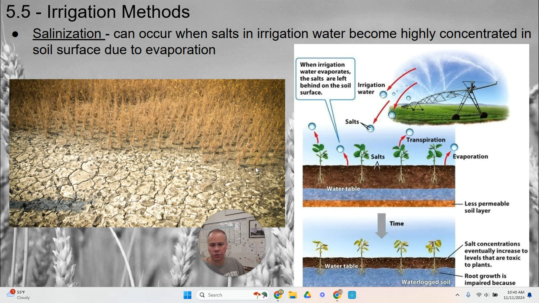And we can see some of that soil salinization that's happened here. You can see this white area on top of the soil because as irrigation water sprayed on these crops, as the water evaporates, the salts are left over, leading to, over time, this area becoming salinized. We call this soil salinization.